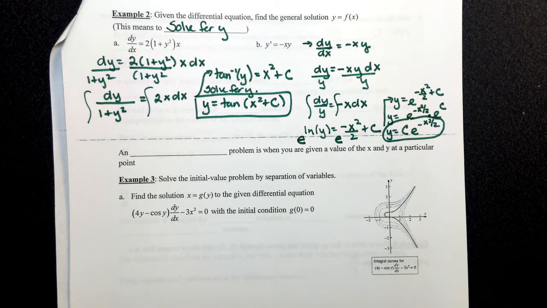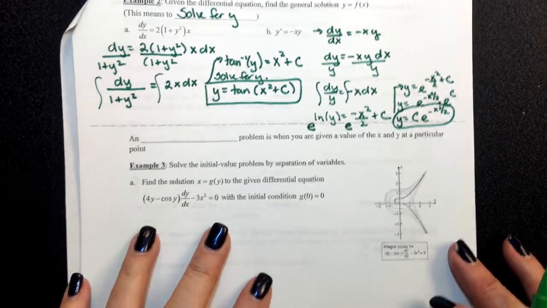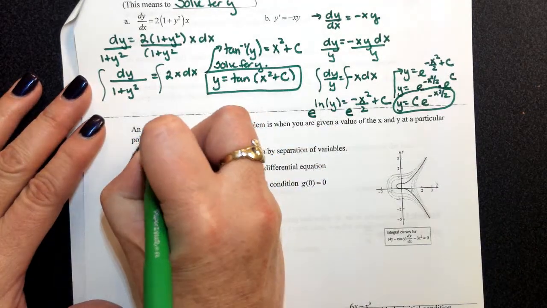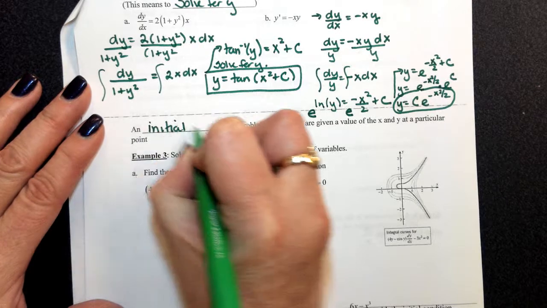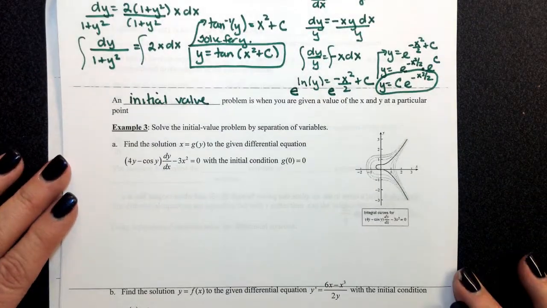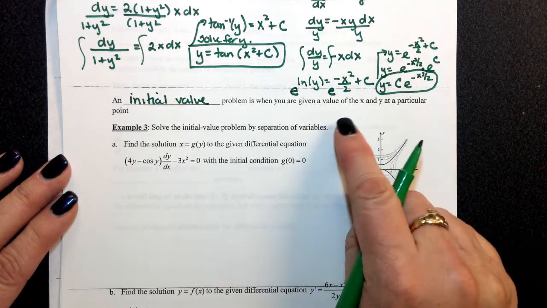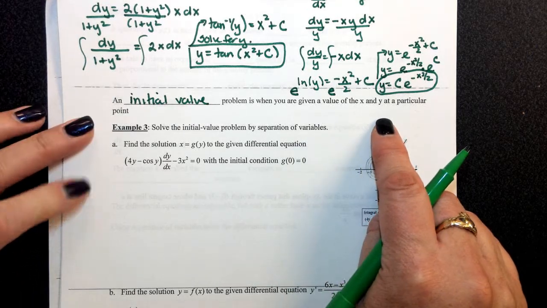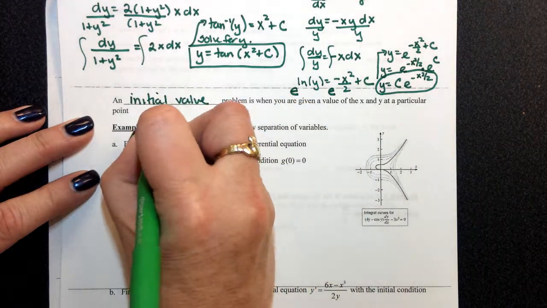Okay. So like I said, there's going to be some cases where you're going to actually have to solve for c. So again, you've actually done some of these earlier, but again, the initial value problem will be coming up again. It's when you're given the value of x and y at a particular point. So this is where you're actually going to solve for c.